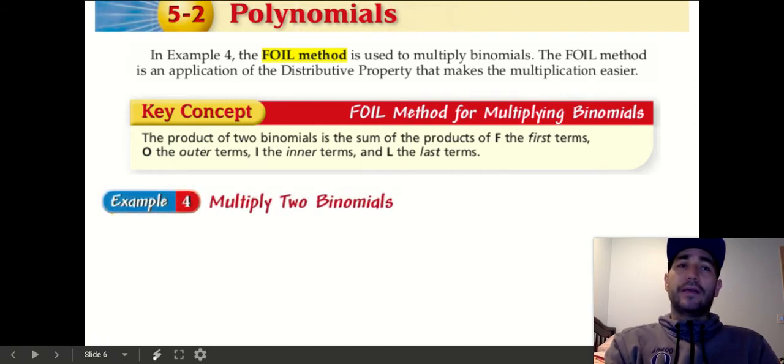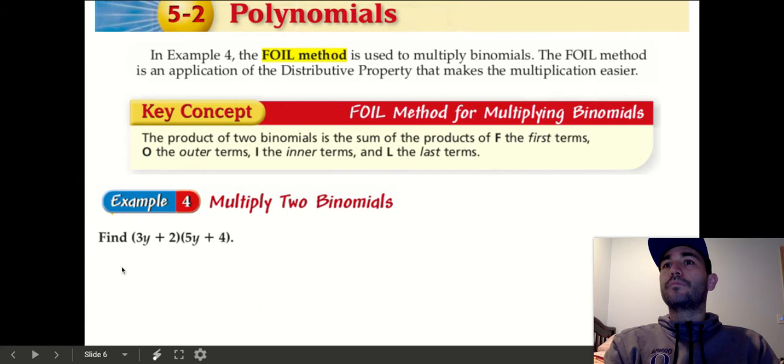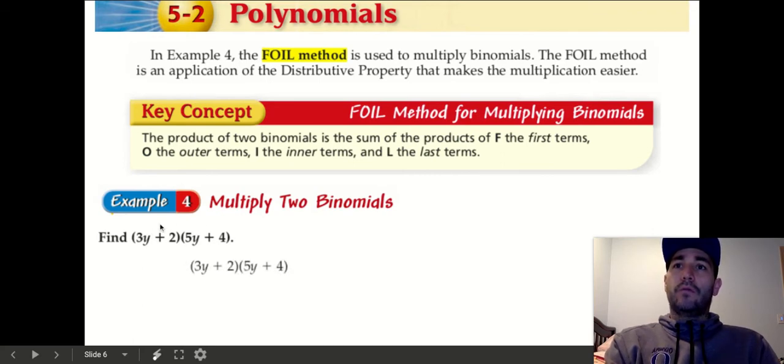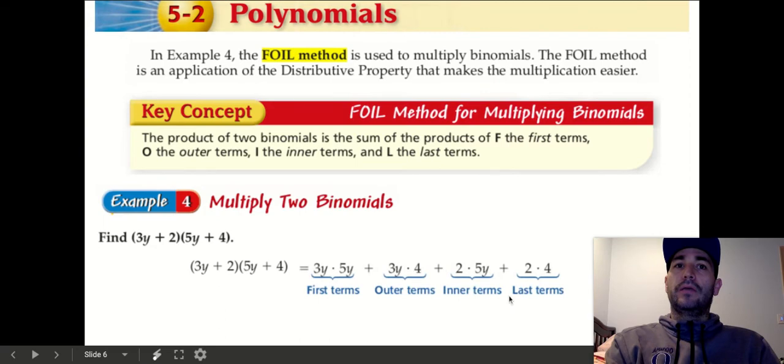Let's look at an example of this. If you were asked to multiply these two binomials together, 3y plus 2 times 5y plus 4, using the FOIL method, I would take 3y times 5y, the first terms, 3y times 4, the outside terms, 2 times 5y, the inside terms, and then 2 times 4, the last terms in each of the binomials. It would look like this.